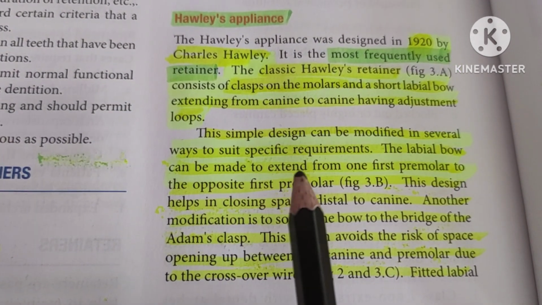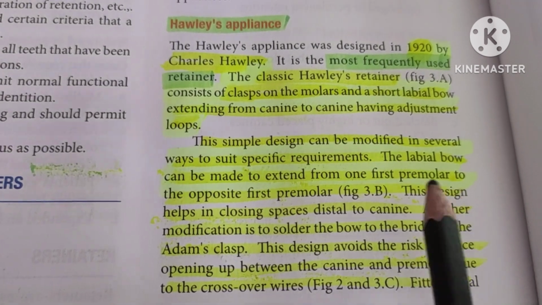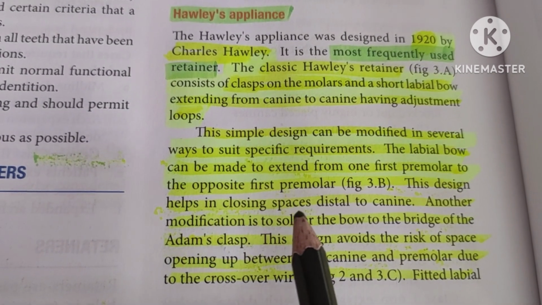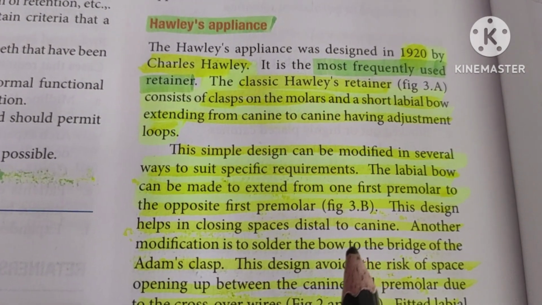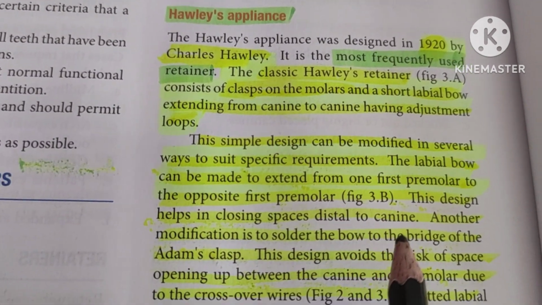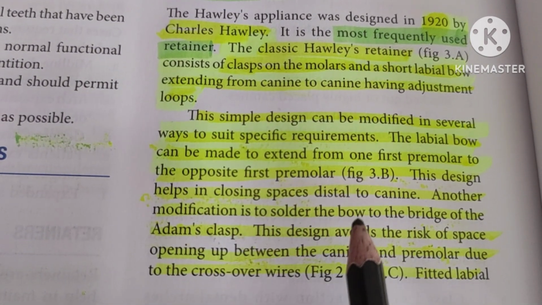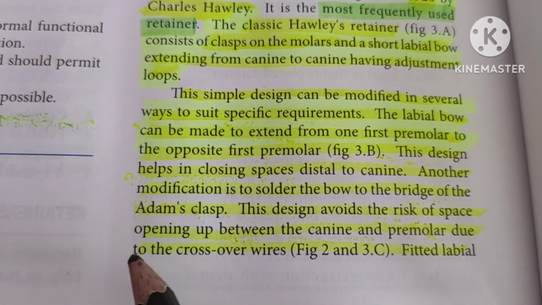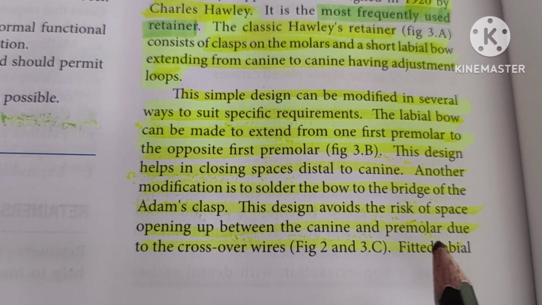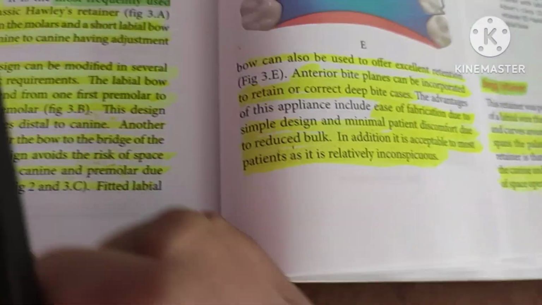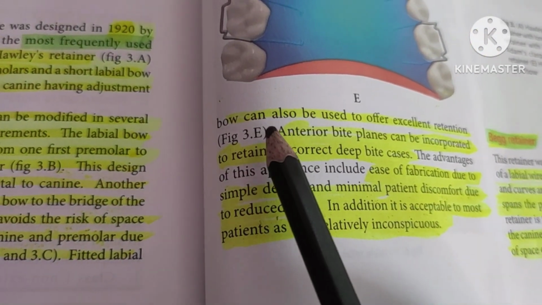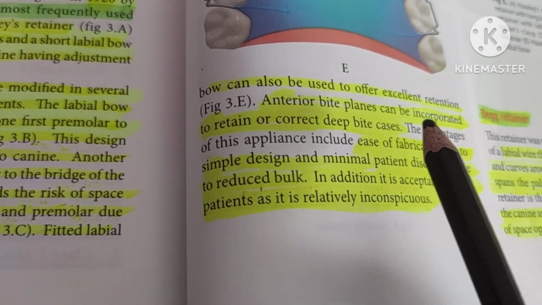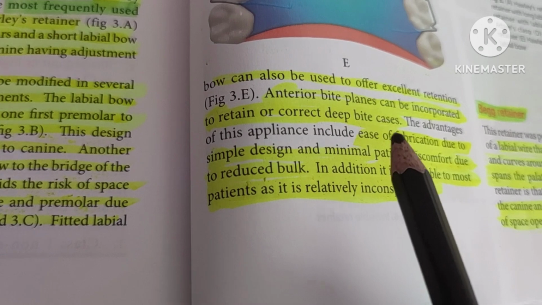The labial bow can be made to extend from the first premolar to the opposite first premolar. This design helps in closing the space that is distal to the canine. Another modification is to solder the bow to the bridge of the Adams clasp. This design avoids the risk of space opening up between the canine and premolar due to the crossover wires. Next is the fitted labial bow, which can also be used to offer excellent retention. Anterior bite planes can be incorporated to retain or correct deep bite cases.